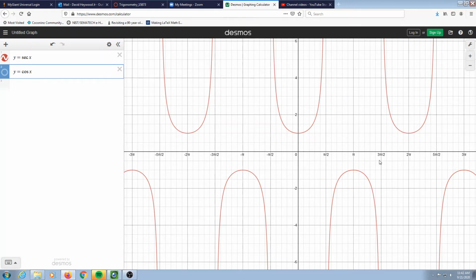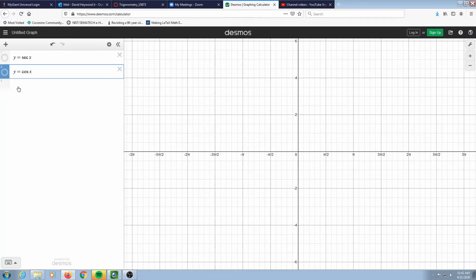Which is why I actually think it's easier to just graph the cosine function, and then you can graph the sort of corresponding secant function, I suppose. But I'll show you both ways. And you can kind of pick the one that you like the best, I suppose. But anyway, that's the secant. Cosecant has a similar relationship with the sine function.